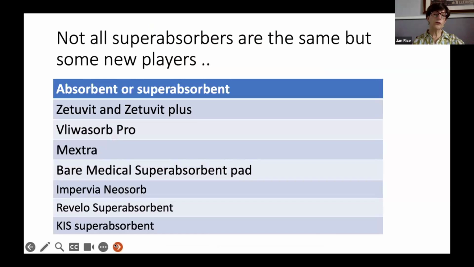So not all super absorbent dressings are the same. I've listed some on the screen here. Of course, we all know Zetuvit Plus. It's probably the most common one out there. Vliwasorb Pro, very difficult to pronounce. That's from Lohmann and Rauscher. Mextra from Mölnlycke, the Bare Medical, the Impervia, the Revello, and the Keep It Simple. And there are others. I guess my message to you is you should know the product that you are selecting as a super absorber.